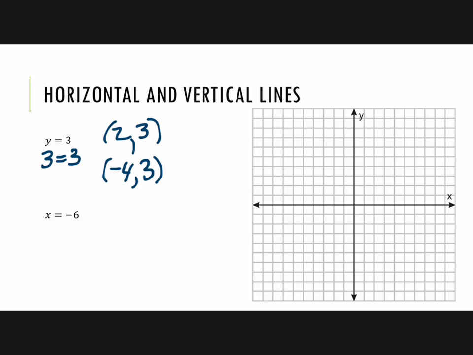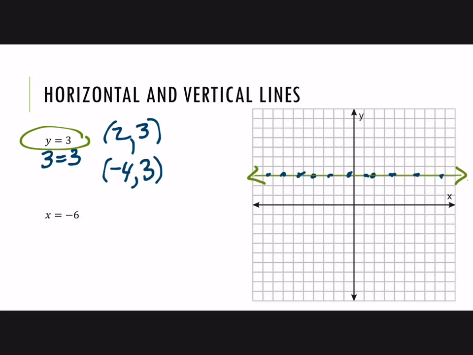Now if I graph those 2 points, (2, 3) and (negative 4, 3), and then draw a line through them, notice this is a horizontal line. Or in words, basically what we're saying when you see y equals 3, you're saying draw the line that has all the points that have y coordinates of 3. So all of those points are going to line up horizontally all along here.